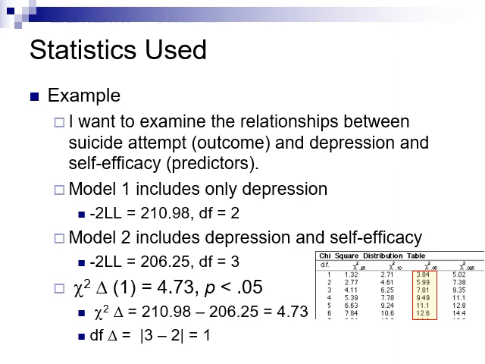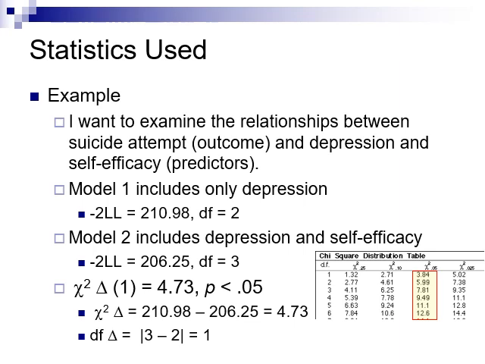So 210.98 minus 206.25 becomes 4.73. That is our chi-squared delta. That is the difference between the two models. Now, we need to get a degrees of freedom to see if this is significantly different. And again, that is the degrees of freedom of the larger model with more predictors minus the degrees of freedom of the smaller one. So in this case, 3 minus 2 equals 1.